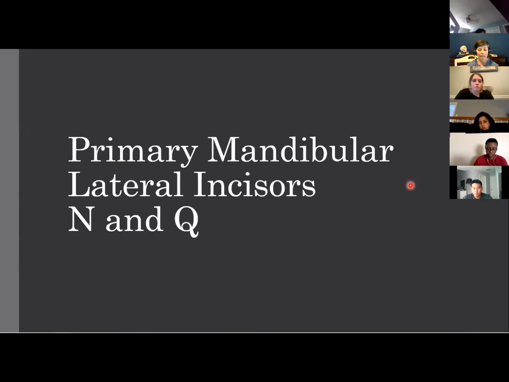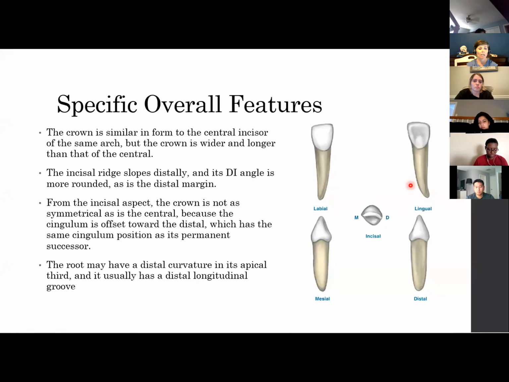All right, lateral incisors on the mandible are N and Q. The crown is similar in form to the central incisor, but the crown is wider and longer than that of the central. So similar in form, but the central is much more narrow. This one's a little wider. The incisal ridge slopes towards the distal, and the distal incisal edge is more round.